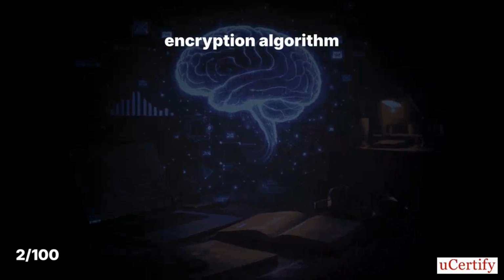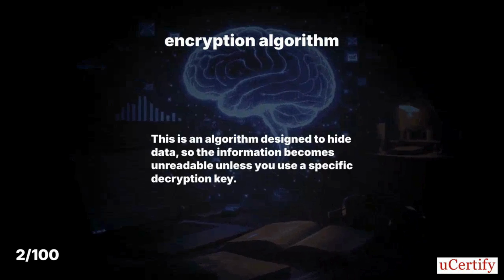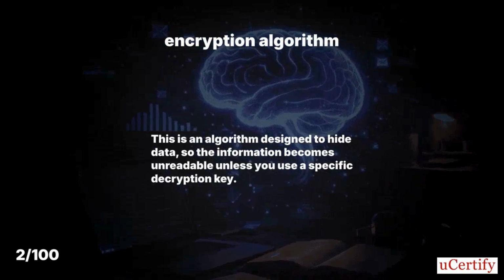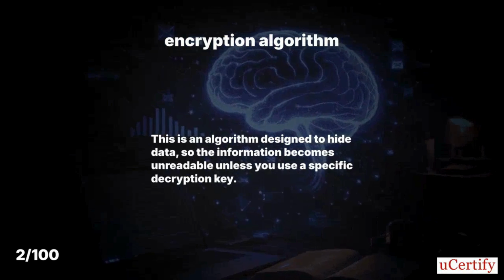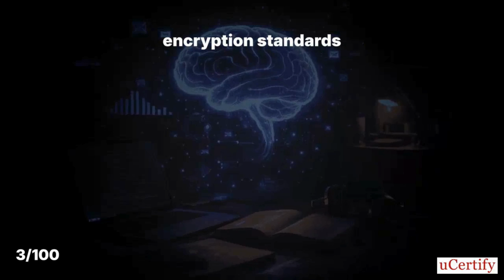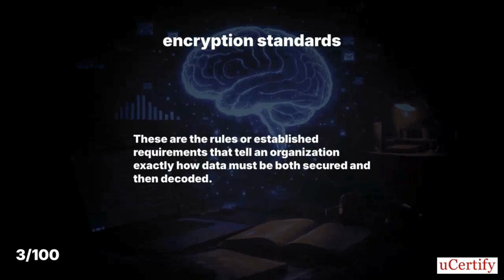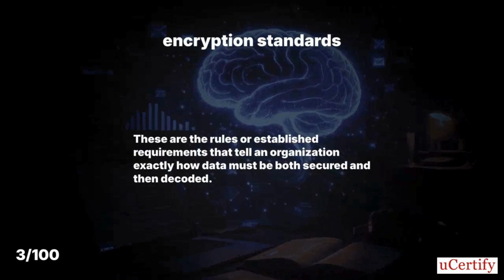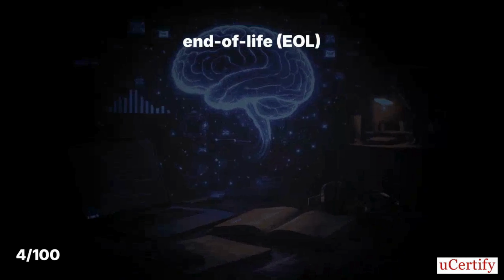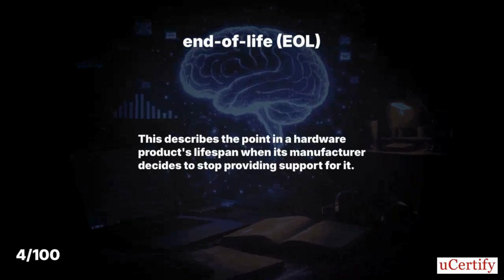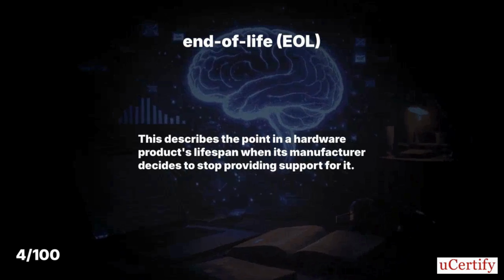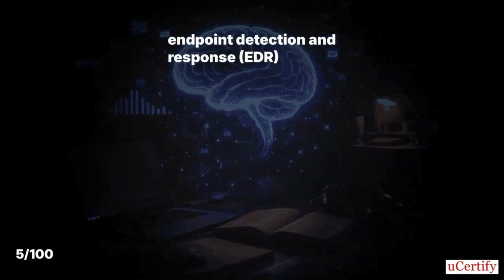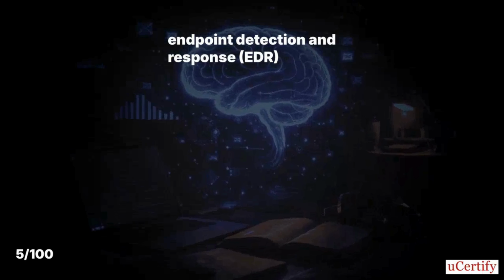Encryption algorithm. This is an algorithm designed to hide data, so the information becomes unreadable unless you use a specific decryption key. These are the rules or established requirements that tell an organization exactly how data must be both secured and then decoded. This describes the point in a hardware product's lifespan when its manufacturer decides to stop providing support for it.